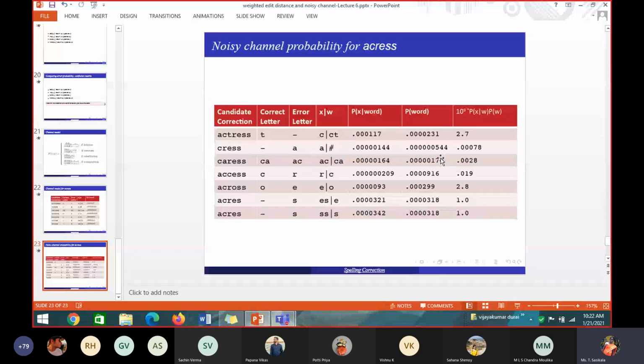So which has the highest probability among the 7 combinations? Across. So that wrong word is replaced by across based on the probabilistic method. Since across has the highest probability, the wrong word is replaced by across, the correct word. So this is the noisy channel method using a probabilistic method: P of X given W into P of W.